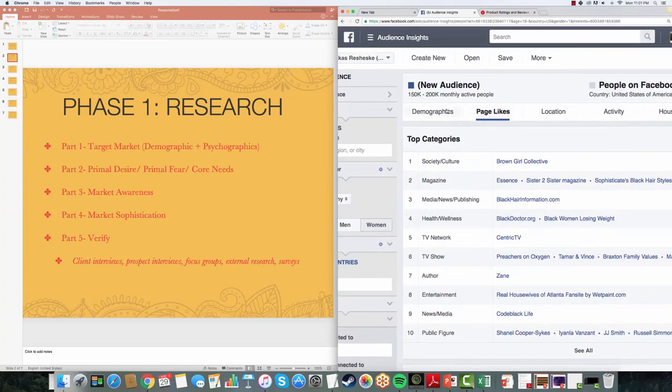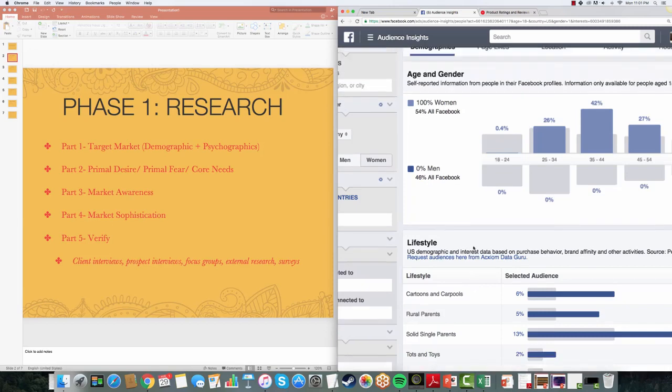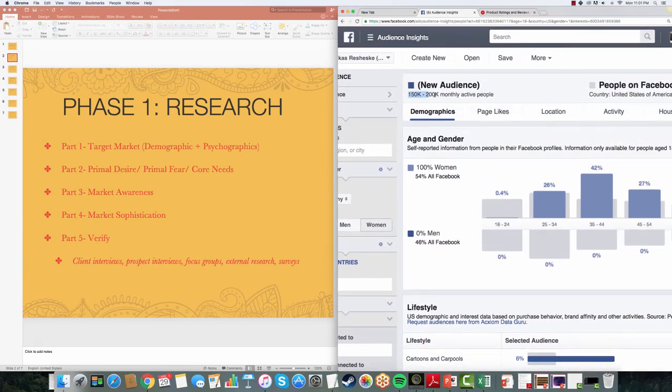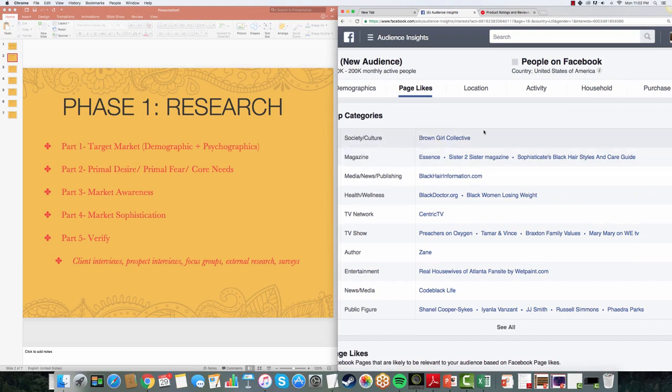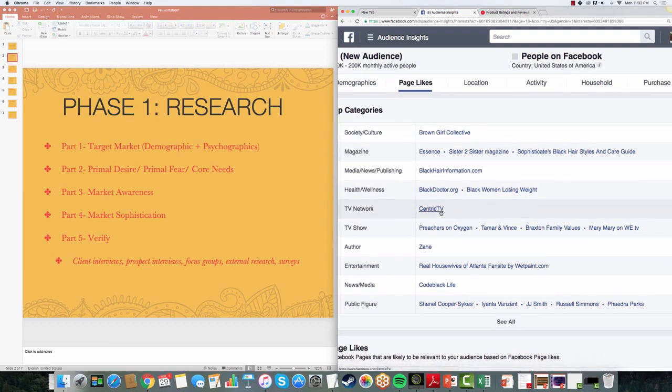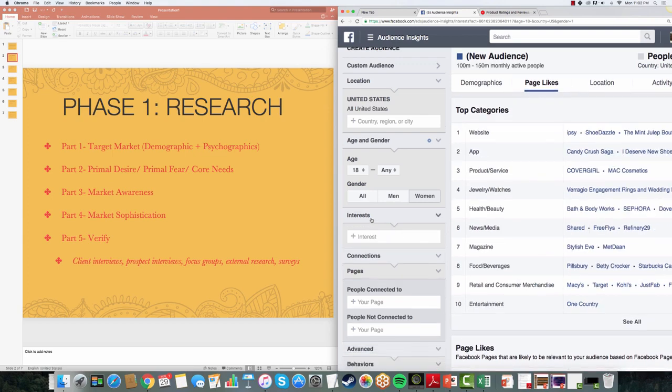Now, you can't search by specific demographics. Like, you can't go down here and only search by African-Americans. But you can see that of the 150 to 200,000 monthly active people, this is what they all tend to like. And that's really interesting information for you to gather when you're looking at demographic and psychographic information. Now, I'm sure you guys can see how powerful this can be when you're looking at interests. But like I said before, you want to focus on buyers. You don't want to focus on just anyone.